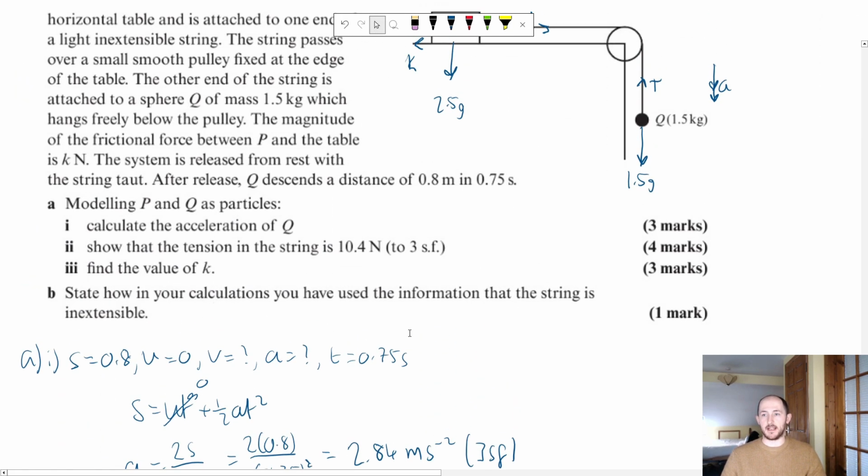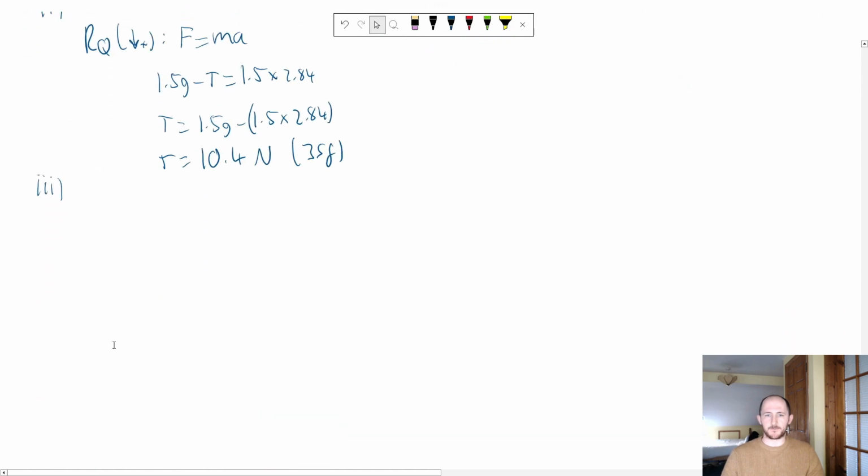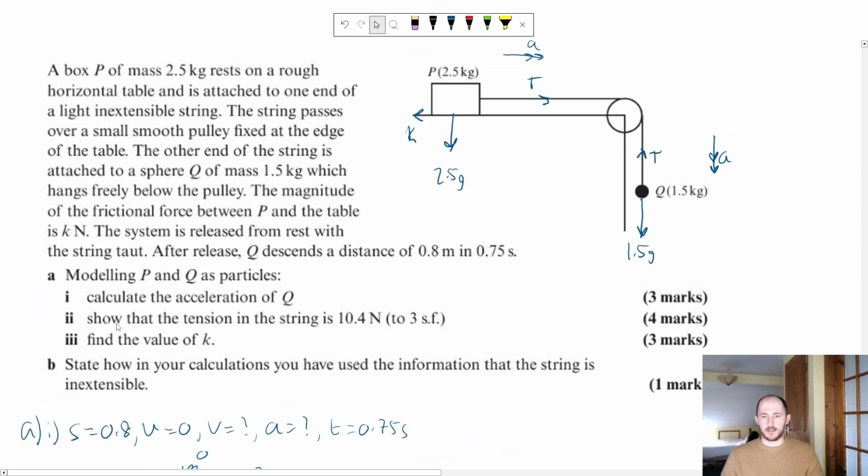Find the value of K. Well, again, we're going to be resolving P. We always resolve P and Q eventually anyway. And we only have one unknown, which is K. Nice and easy. And you might also notice that in these mechanics questions, they give you a lot of information for free. For example, our question was "show that" here. So that means if you didn't get this part correct, you can still do this part.